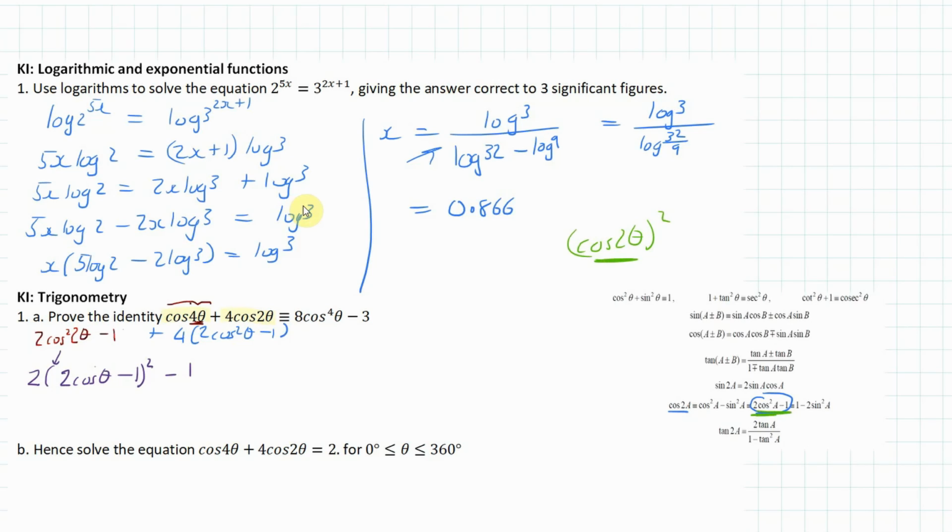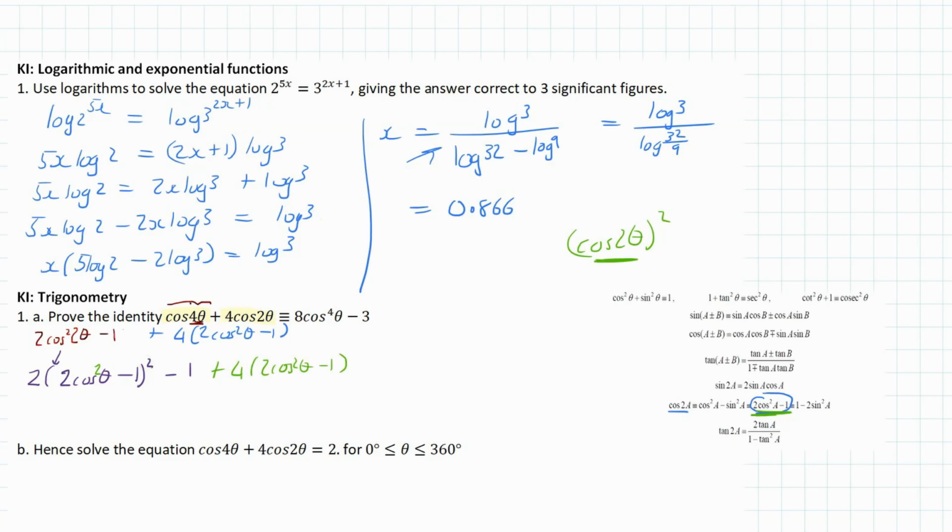Oh, I should have a square in there, shouldn't I? Okay. And then I'm going to square that, because I've got cosine 2 theta squared. So that's what that squared is there. And then, of course, I've got this other bit from last time, 4 into 2 cosine squared theta minus 1.